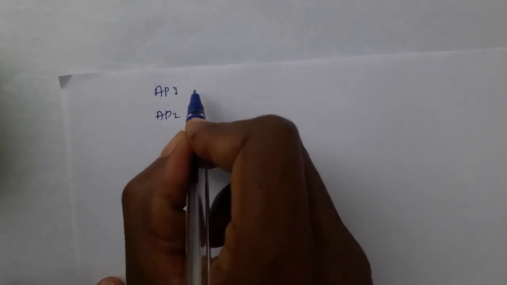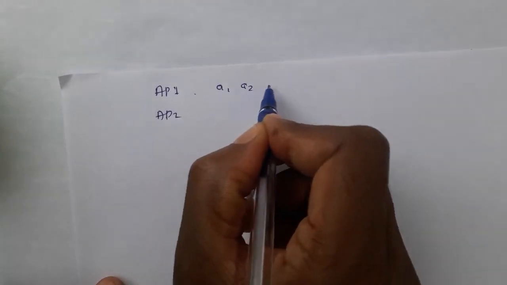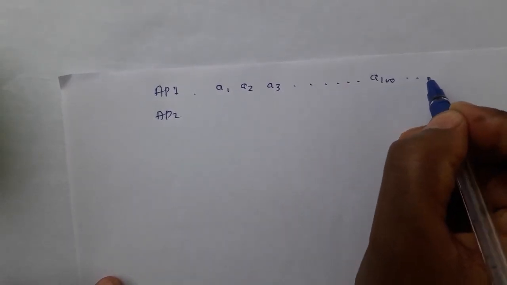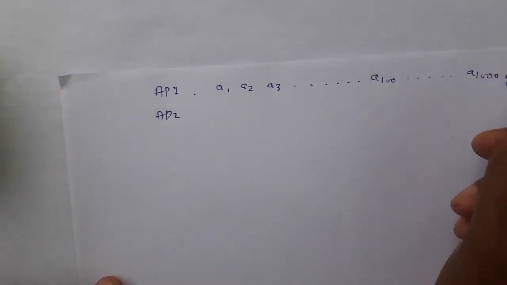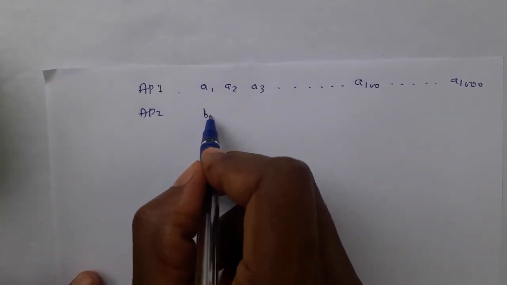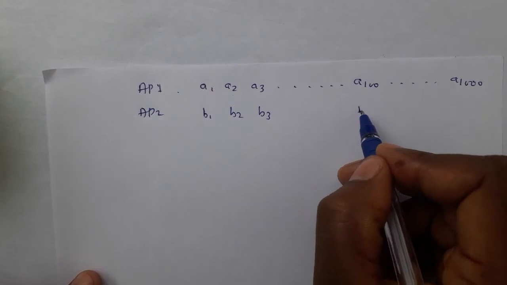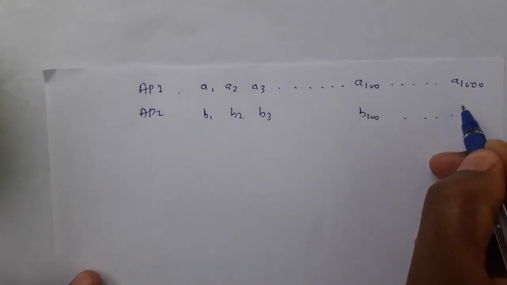So with this example I taught you how to write it. Without an example, how to solve this problem? I take two APs, AP1 and AP2. In this AP I write A1, A2, A3, A100, A1000, like that. For one more AP I start from B1, B2, the first term of that AP I write as B, then B100, B1000.